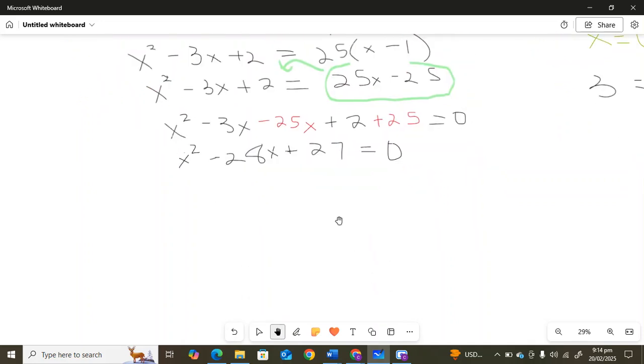How do we solve quadratic equations? Who remembers how to solve a quadratic equation?